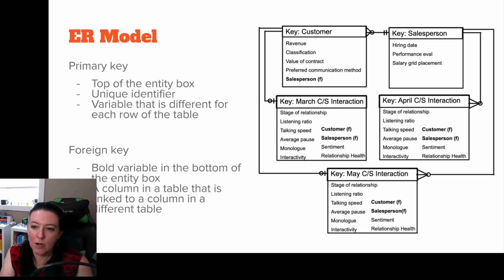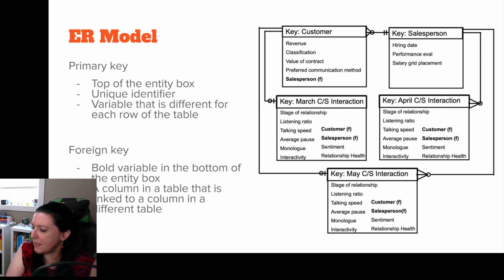Okay, so we have to decide on the primary key. Is it customer_date? And so we've combined those two variables. Or is it customer_salesperson? We've combined those two variables to create that primary key. Because we need to distinguish between the March data and the April data and the May data. So it might be that your primary key is date and customer.